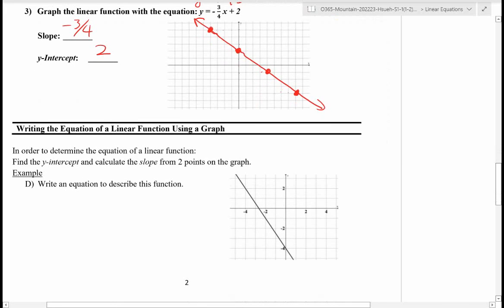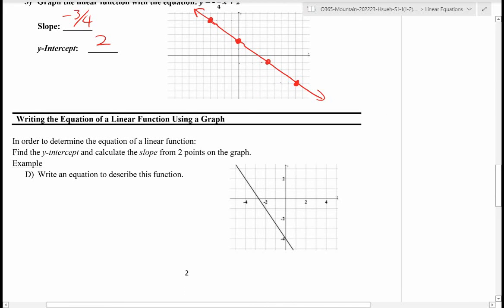Okay, the third example. Now we used the equation to graph, and now we're going to go backwards, right? We're going to use the graph to help us define the equation. So to do this, you have to determine what the y-intercept is, and then calculate the slope from any 2 points on the graph, okay? So if you look at this graph right here, here is the y-intercept of -4.